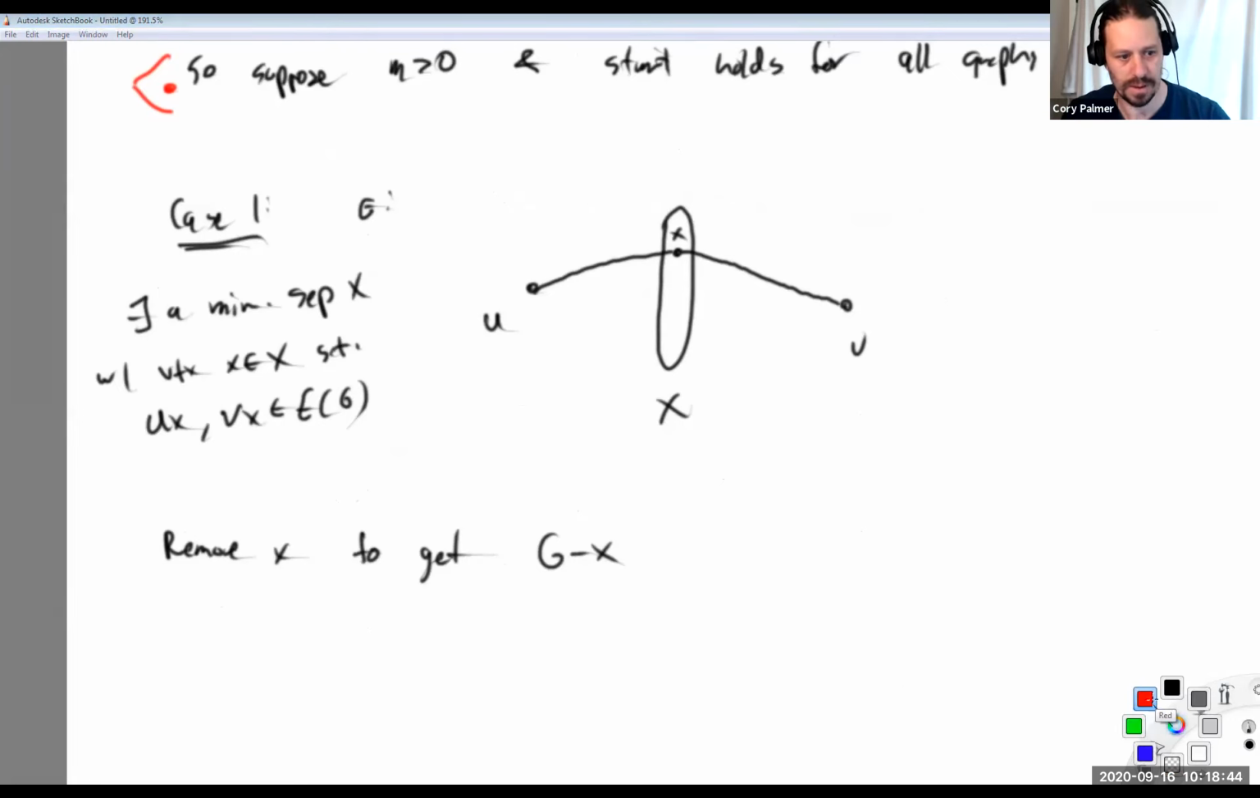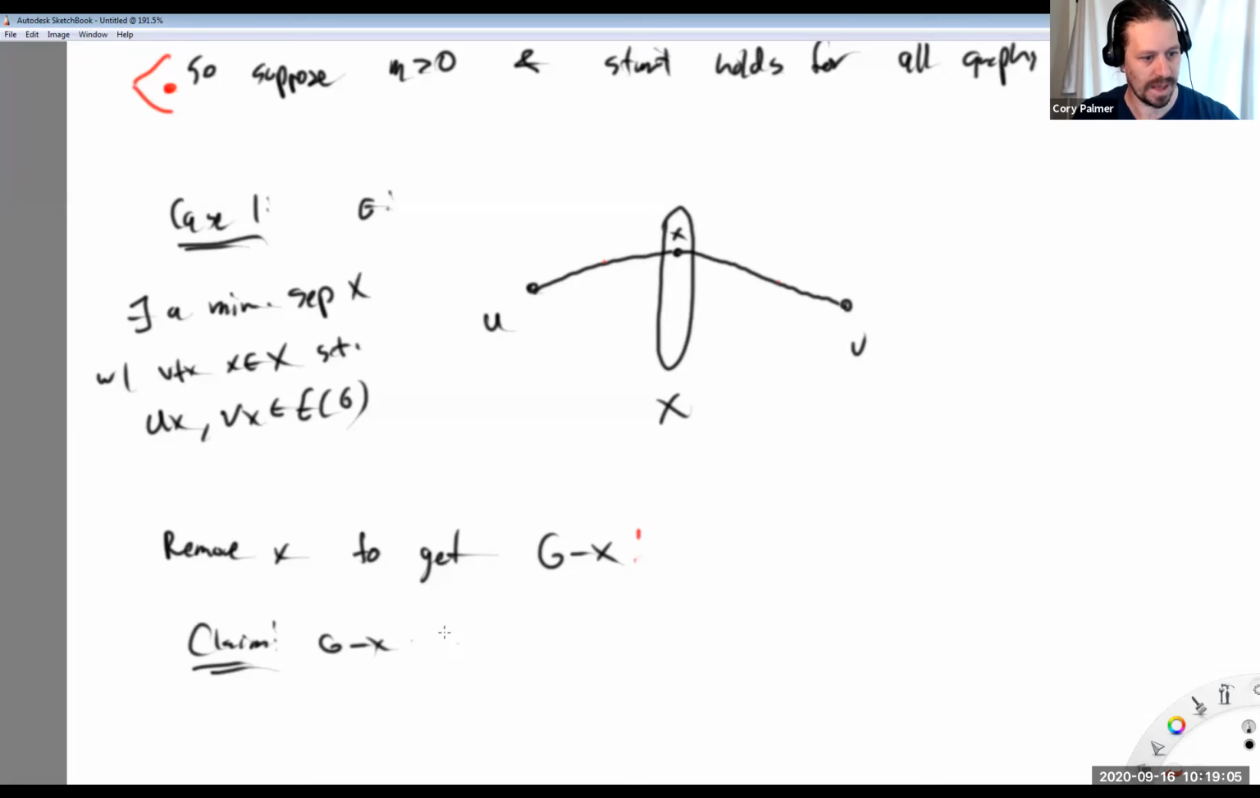G minus X does have fewer edges, right? Because at the very least, I lost that edge and lost that edge, and I don't get anything else. So I can apply induction to it. But before we do that, let's consider G minus X. So let's make a claim here. To get G minus X, claim: G minus X has minimum separator of size K minus 1 and not smaller. Why does it have a minimum separator of size K minus 1 and not smaller?